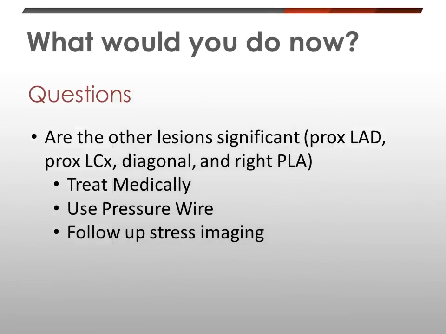My question for you is, what would you do next in this case? Are the other lesions significant, including the proximal LAD, the proximal circumflex, the mid-diagonal, and the right posterior lateral? We have several options for these lesions. We could treat medically. We could use a pressure wire to see if any of them are severely hemodynamically significant, or perform follow-up stress imaging later after discharge. I think we'd all agree not to intervene on a non-culprit lesion in the setting of acute coronary syndrome in the absence of any significant cardiogenic shock or ongoing chest pain or EKG changes.